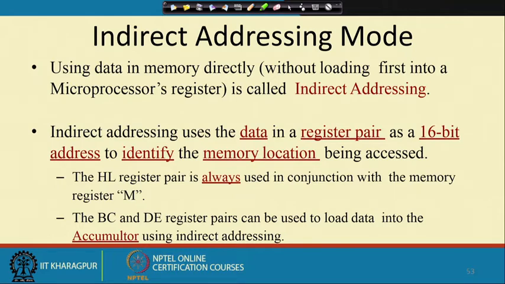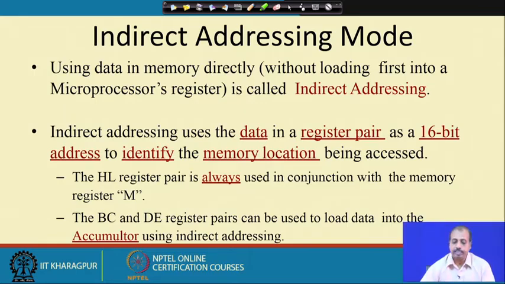So, in the previous example we have seen that the HL pair can be used for accessing the memory location, and in that case we just write M. For BC and DE, we have to use LDAX, and the accumulator has to be involved in the process.